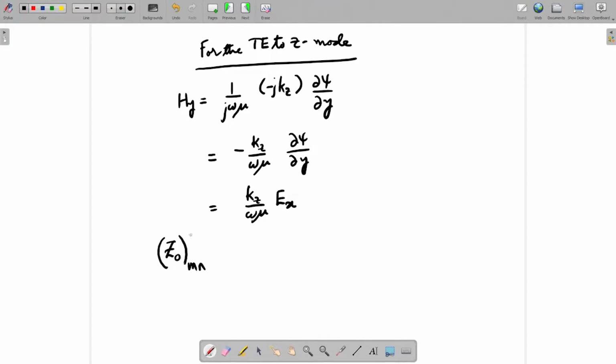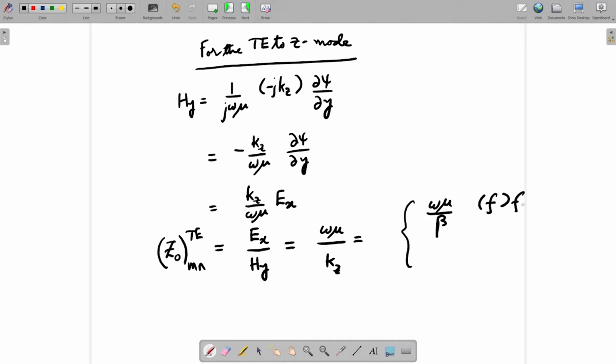So, my Z 0 m n TE is E x by H y, it is omega mu by k z, and that is equal to omega mu by beta for the operating frequency greater than the cutoff frequency f c, and that is equal to omega mu by minus j alpha for the frequency lower than the cutoff frequency. So, we call this set equation 52.